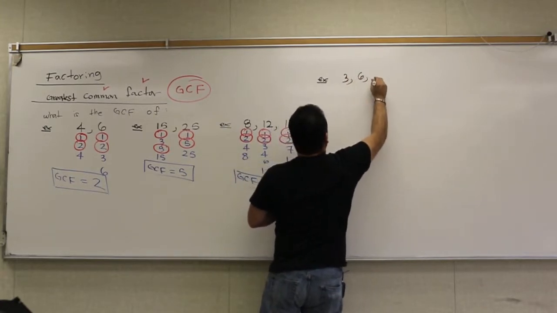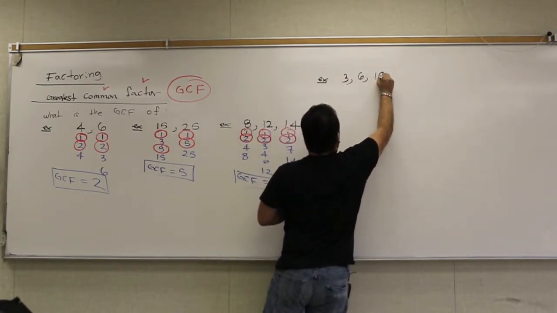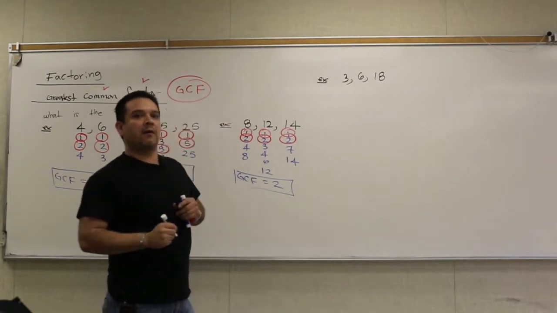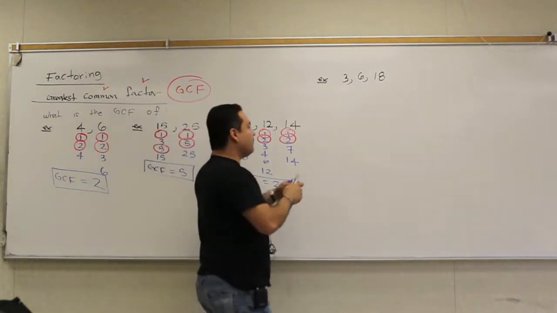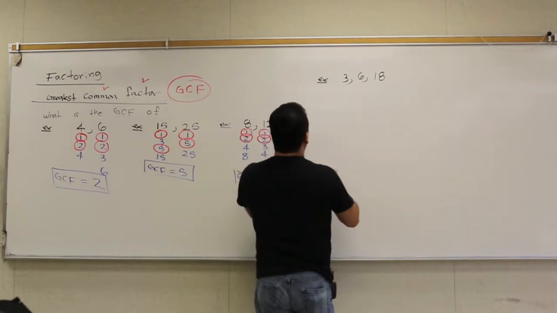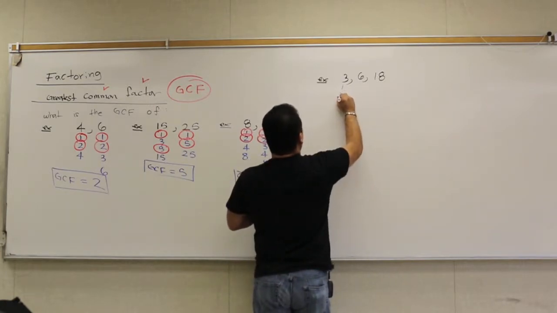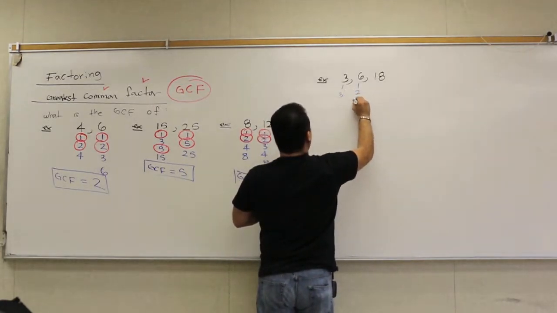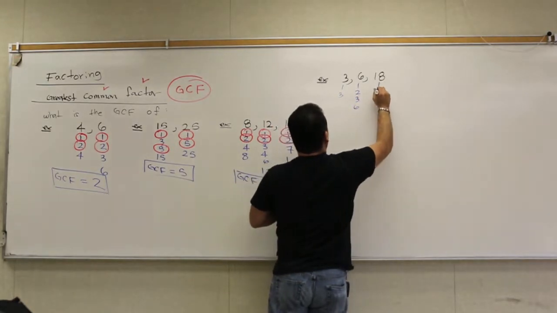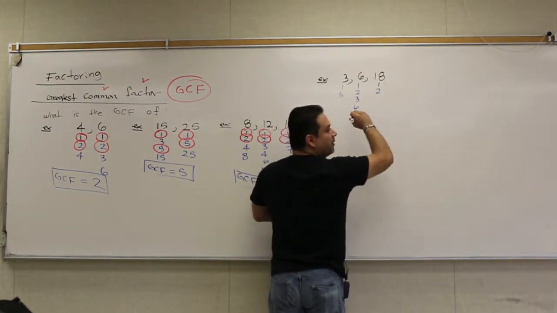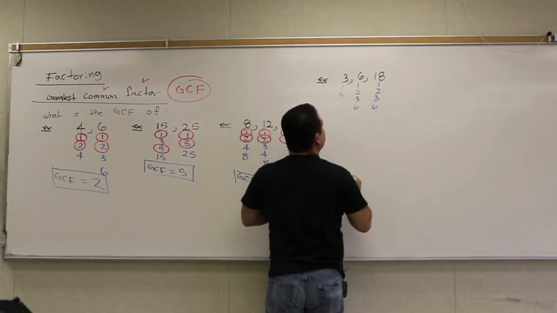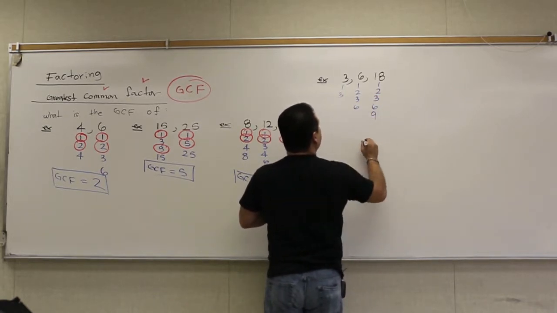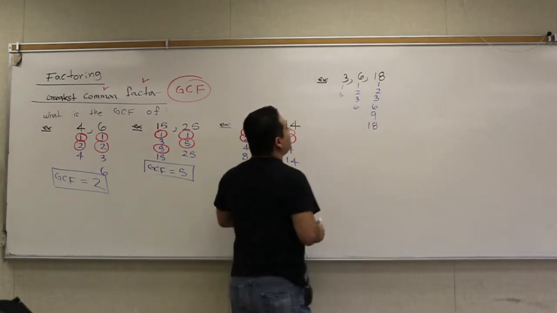Three, 6, 18. It's the greatest common factor of 3, 6, and 18. Well, let's see. 1 and 3. 1, 2, 3, and 6. What about 18? 1, 2, what? 3, 6, 9, 18. Are there any others? Did we miss any?